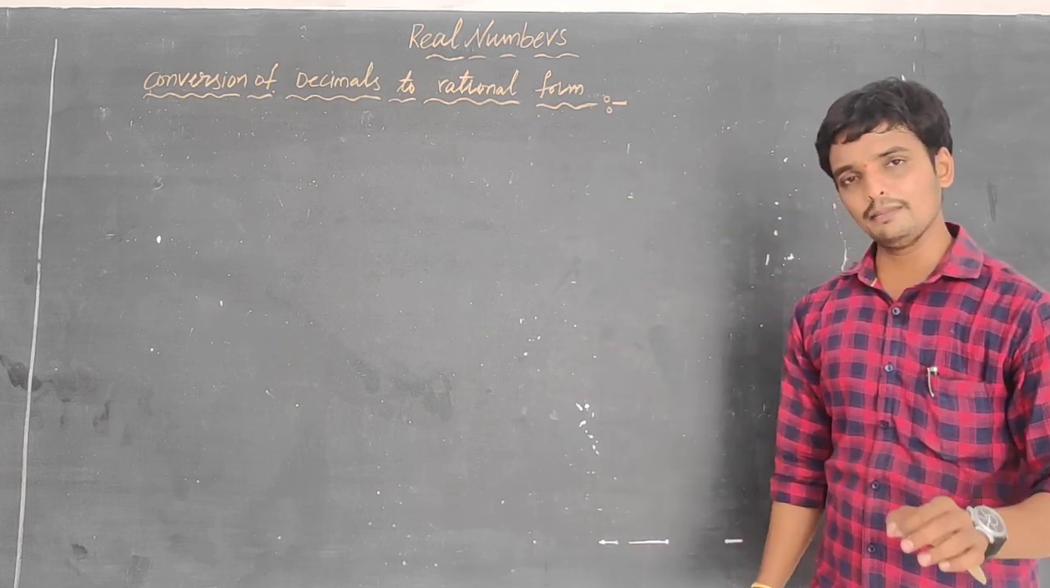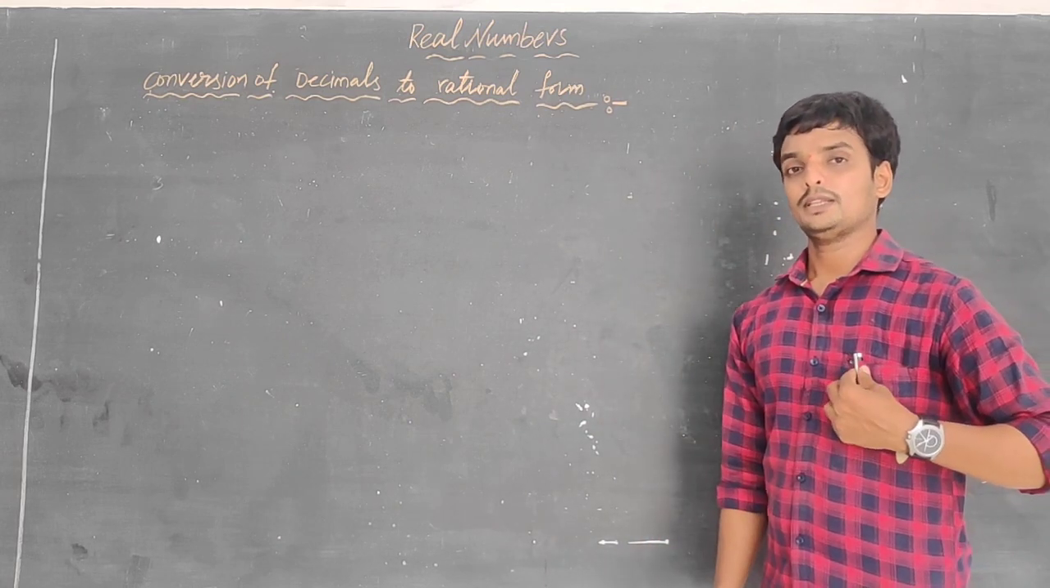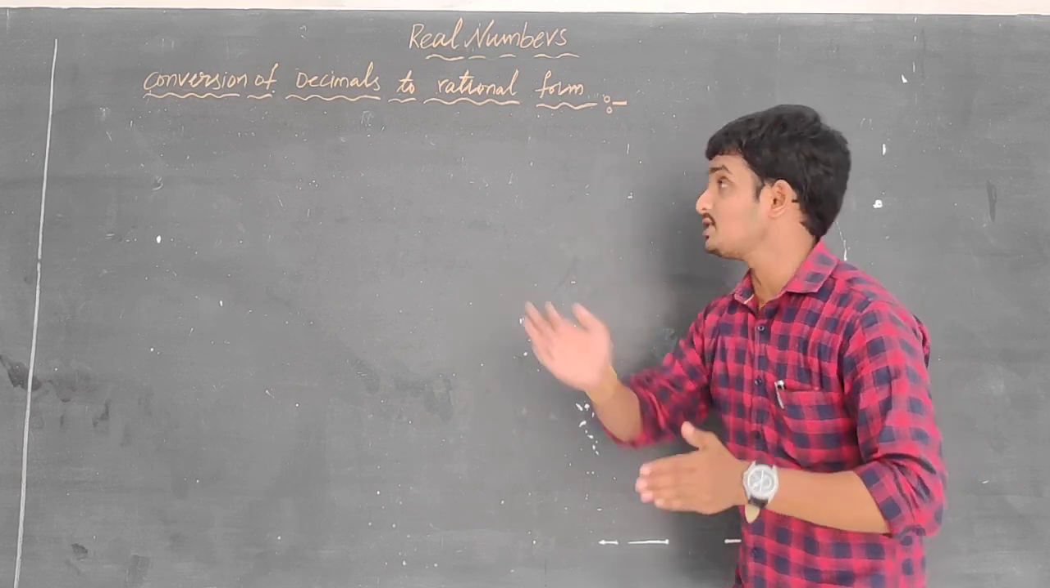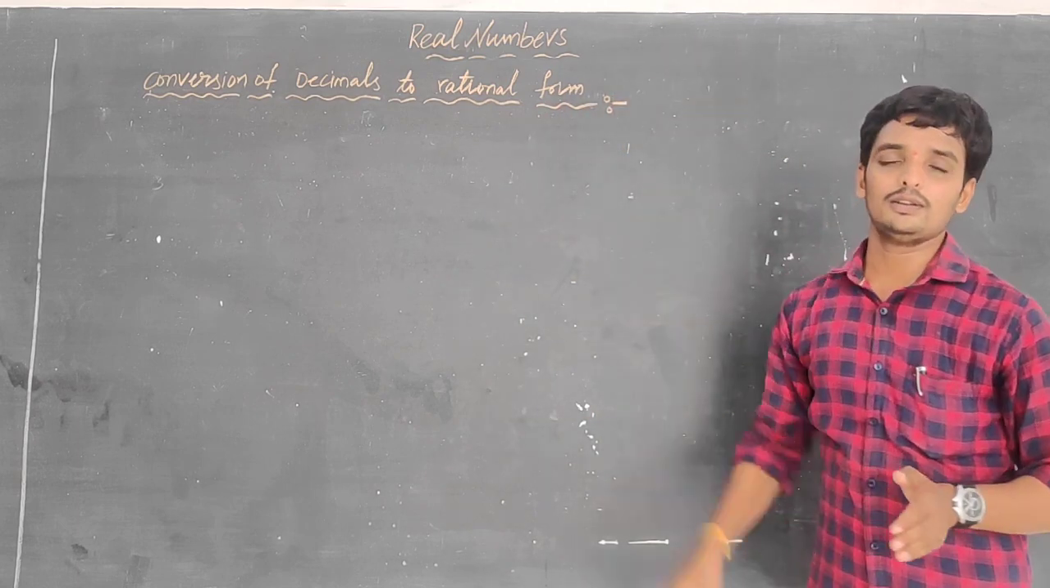Now our topic is conversion of decimals. They are giving decimal numbers this time. Now we are going to convert those decimals into the form of rational.